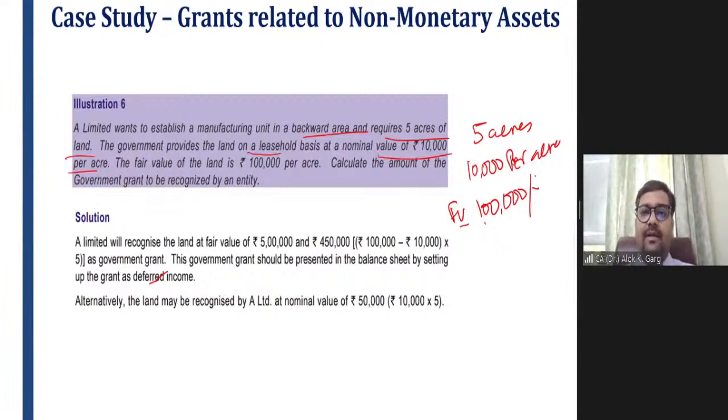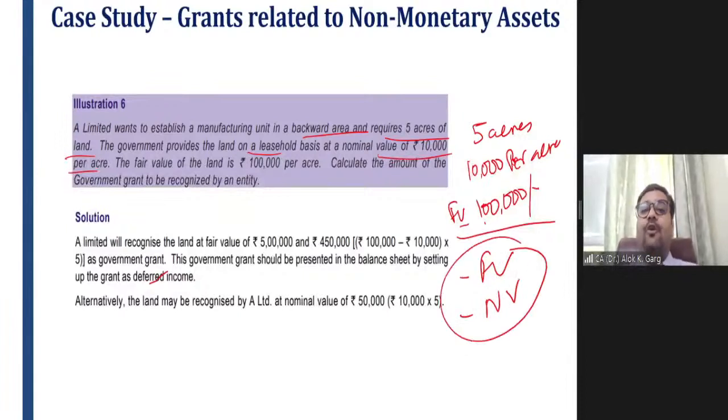So guys, it is a non-monetary grant. The value is 1 lakh rupees per acre and the government is charging the nominal value at 10,000 rupees. So how can we recognize this grant? There are two approaches. One is the fair value approach, the second one is the nominal value approach. If we go by the nominal value approach, what will be the accounting entry?